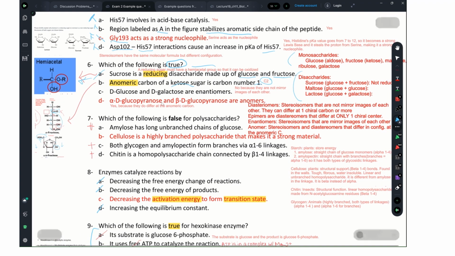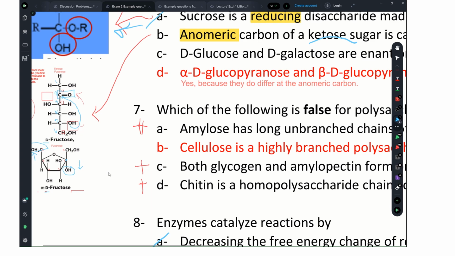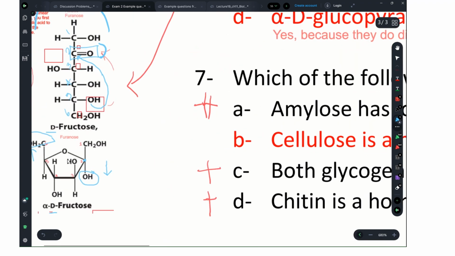And then I went ahead and brought over this ketose example for you. So this is a ketose. And the way that you can tell that this is a ketose is because the carbonyl is not at the end. If this carbonyl right here was at the end, then this would be an aldose. But because the carbonyl is on carbon number 2, that's what makes this a ketose. And so its ring is going to be different than if it had been an aldose.